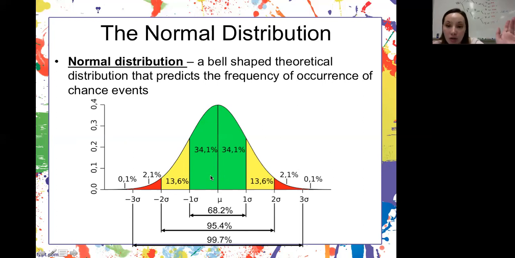If we go out farther to 2 standard deviation units, we see that even more people fall within that range. So 95.4% of the distribution score within 2 standard deviation units, either above or below the mean. And almost everyone, not everyone, but almost everyone, falls within 3 standard deviation units from the mean. So 99.7% of scores on a normal distribution fall within 3 standard deviations from the mean.